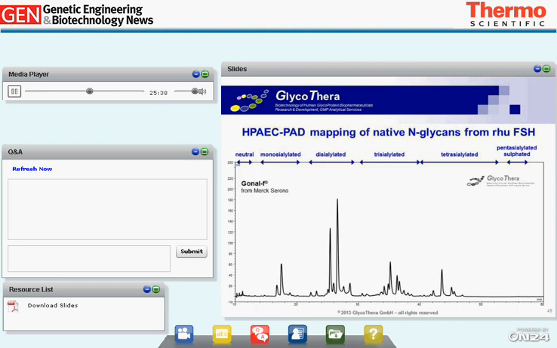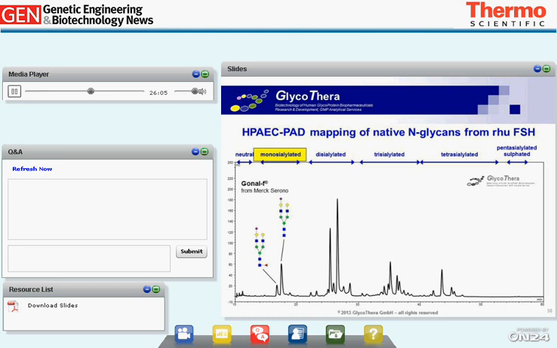This is a representative HPAE-PAD profile of the native N-glycans from the FSH market product Gonal-F. Again, the chromatogram can be separated into glycan groups with a different number of terminal linked sialic acids, starting with the glycan structures without terminal linked sialic acids, then those with 1 to 5 sialic acids, and sulfated glycans. The N-glycan structures were identified using appropriate reference standards.